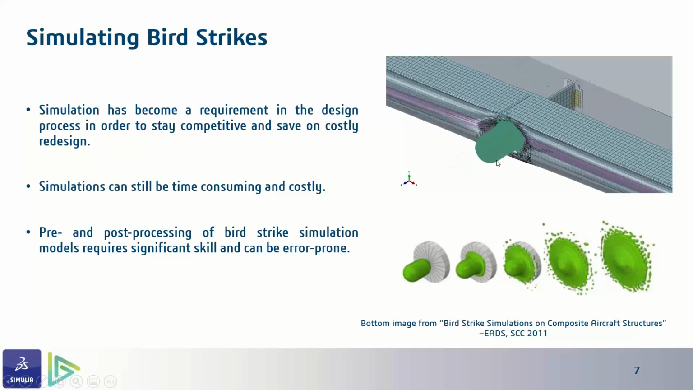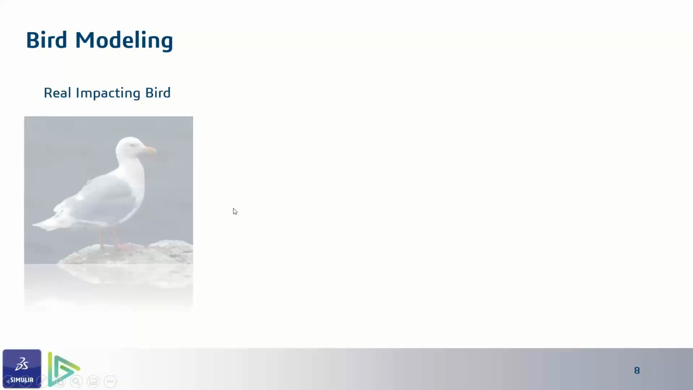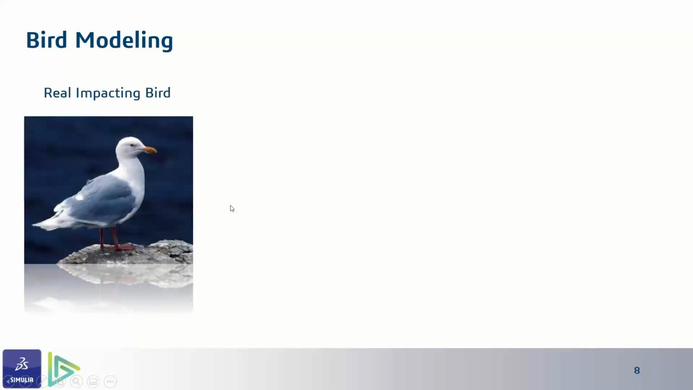The other difficulty is modeling the material itself, which is the biological material of the bird. And this is difficult because, as simple as it sounds, a bird is just a bird, but it is composed of many materials like flesh and blood and the beak and the feathers and so on. So it's really, really difficult to model the bird as is.